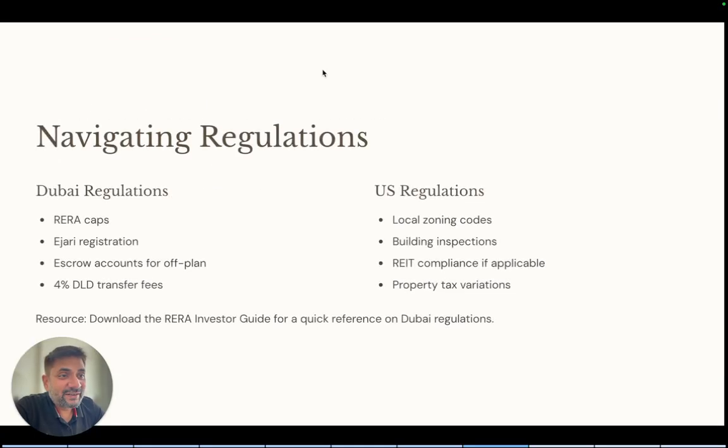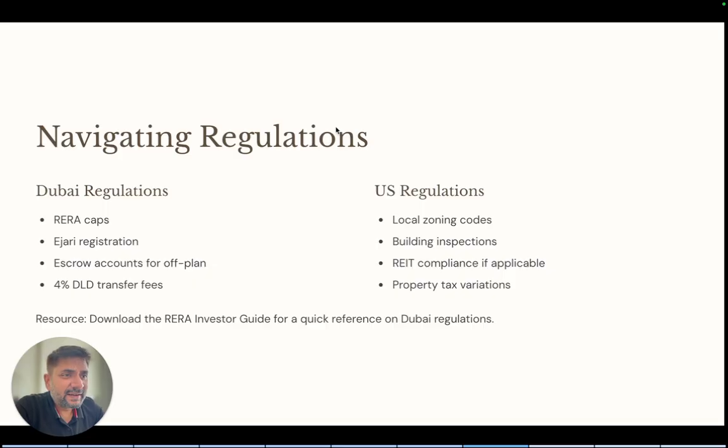Now navigate regulations. Dubai: RERA caps, Ijari registration, escrow accounts for off-plan. US: local zoning codes, building inspections, REIT compliance if applicable. Due diligence: always verify local taxes, transfer fees, 4% DLD in Dubai, and foreign buyer restrictions. Resource: download the RERA investor guide, link in resources for a quick reference on Dubai regulations.